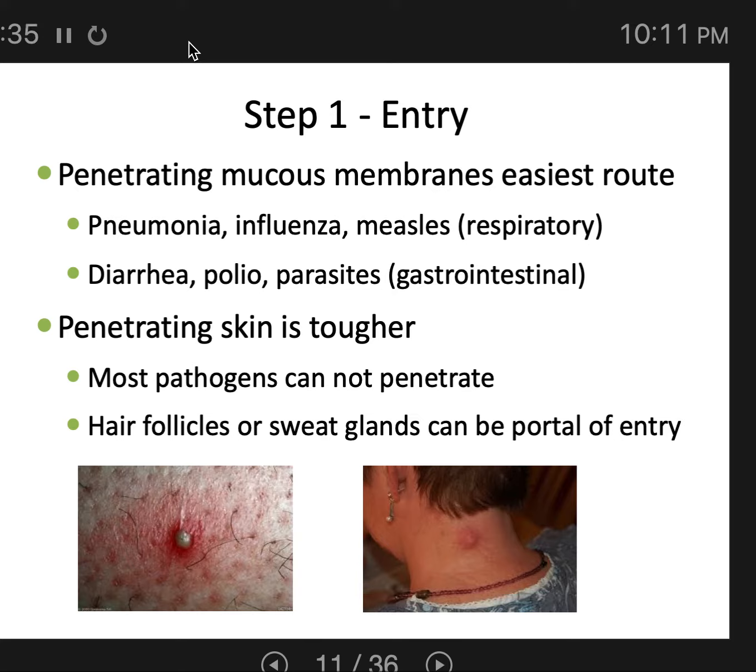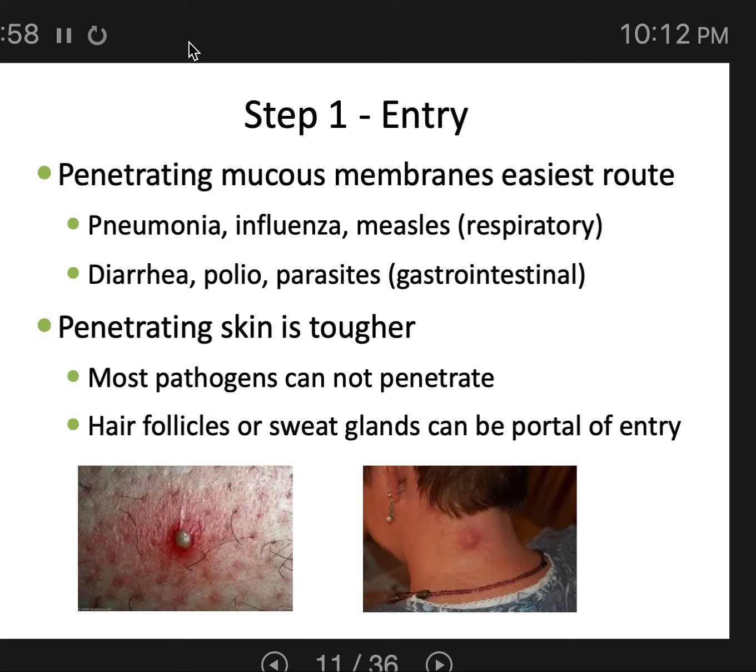These mucous membranes are designed to exchange materials between the inside of the body and the outside of the body, like gas exchange in the respiratory system, nutrient exchange in the gastrointestinal system. So these membranes have to be very thin to allow that exchange to occur. That makes them very vulnerable to invasion. So here's some examples of diseases: pneumonia, influenza, measles, novel coronavirus for the respiratory tract, diarrhea, polio, parasites, gastrointestinal tract.